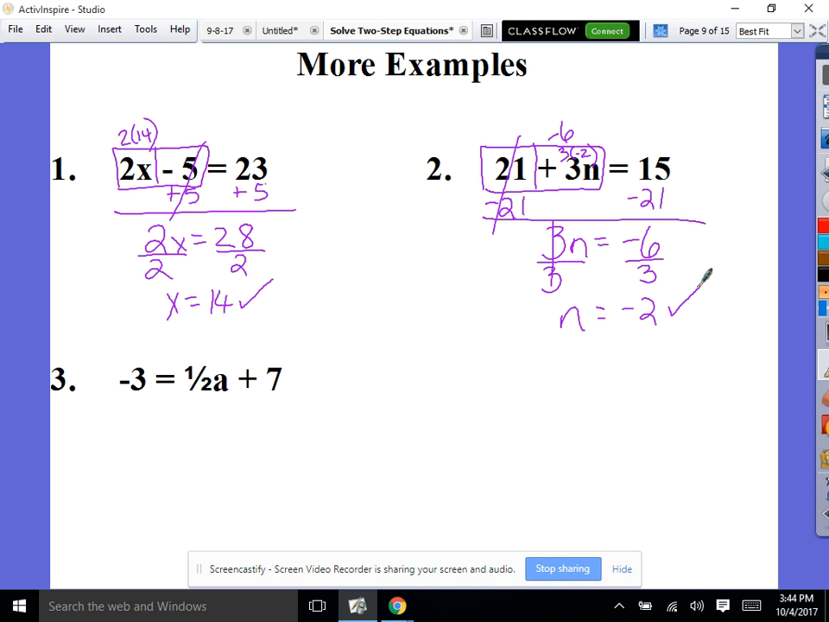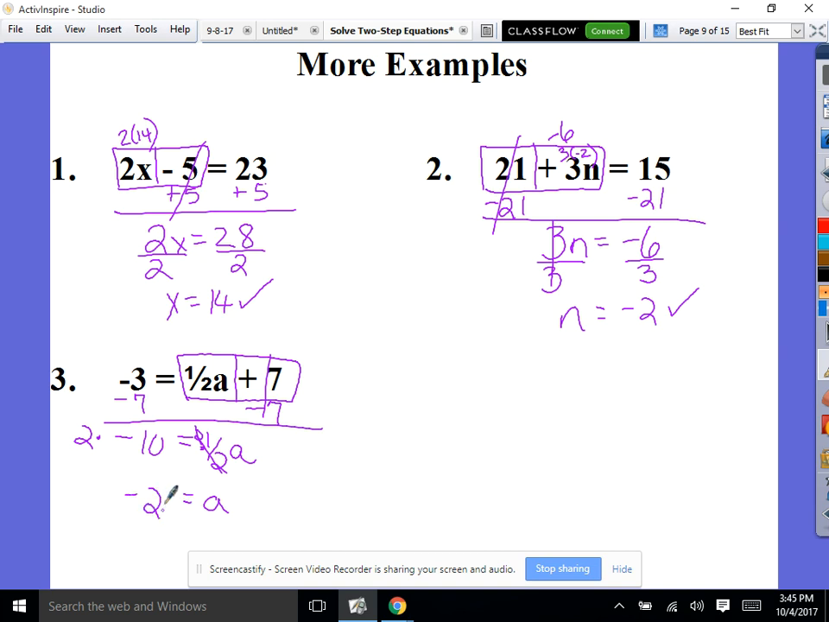All right, last but not least, draw the line in front of the sign. We're getting rid of the box that does not have the variable, so the opposite of plus 7 is minus 7. That leaves us with 1/2 a, or a over 2, equals negative 10. We have to multiply by 2. So a equals negative 20. So 1/2 times negative 20 is negative 10 plus 7 equals negative 3. So that is correct. So you'll need to pause and write that down.